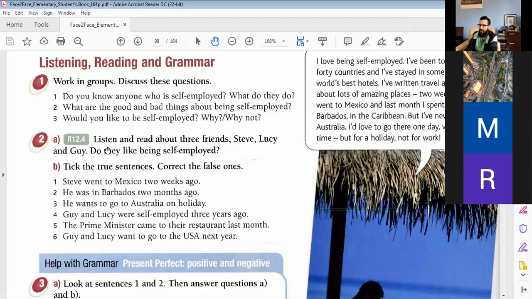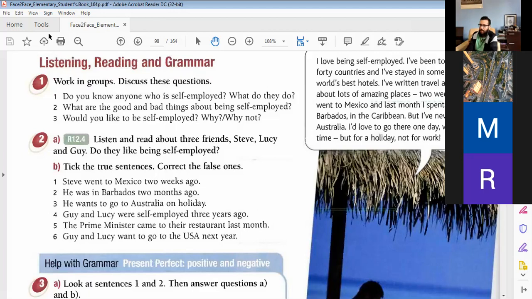So it says here, listen and read about 3 friends. So we have Steve, and we have Lucy and Guy. Do they like being self-employed? We're going to find out. So this means Steve, Lucy, and Guy, all of them are self-employed. It means they don't work for a company. They don't work for anyone else. This is the meaning.